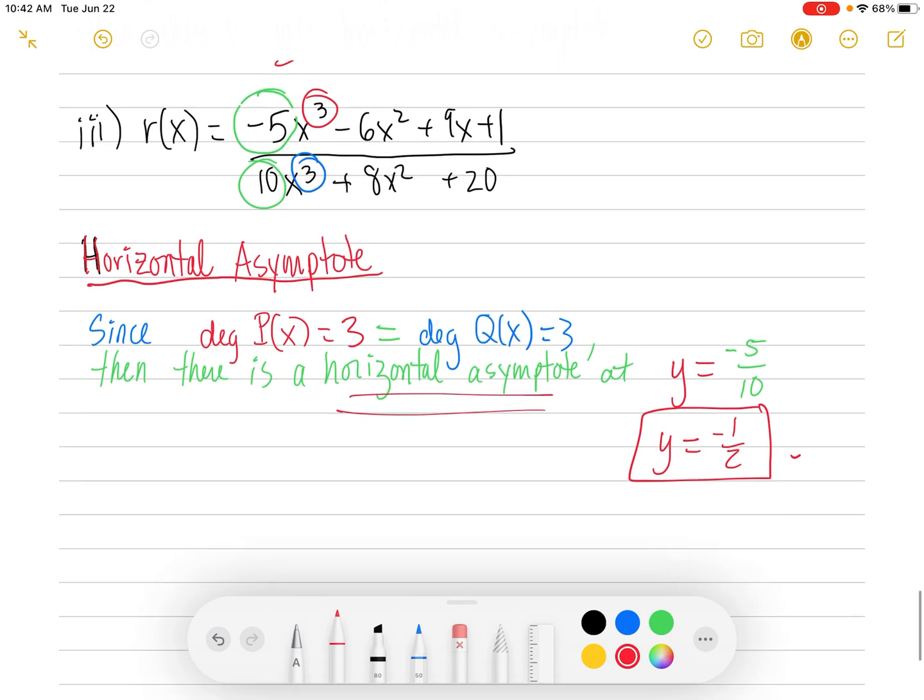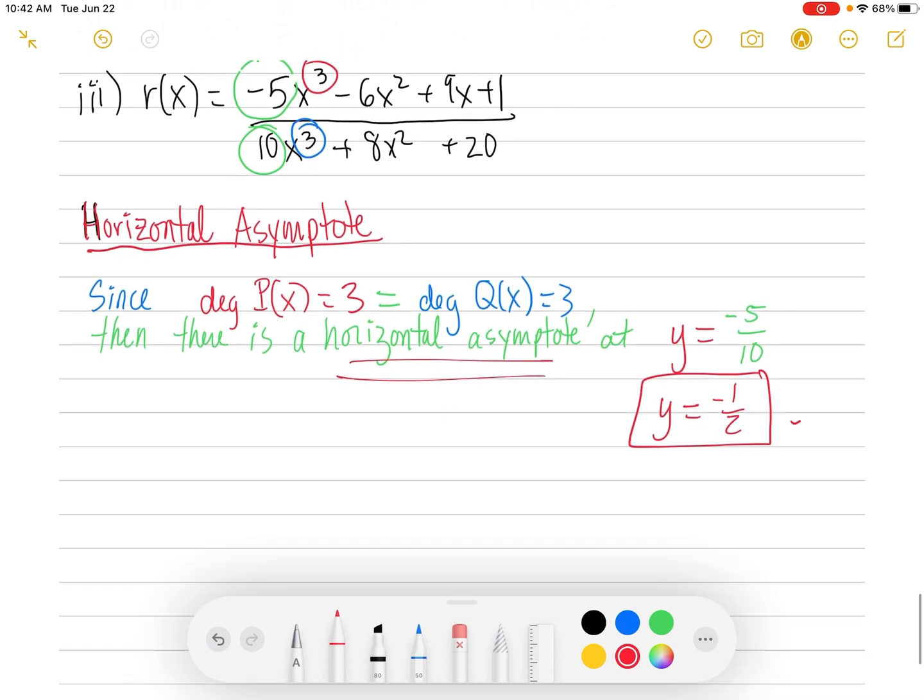Those are the general procedures you'll want to use for finding your vertical and horizontal asymptotes. What else do we want to do?